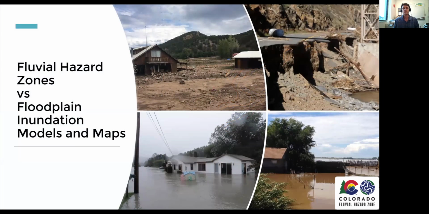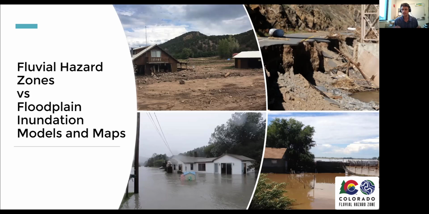So, a quick comparison between fluvial hazard zones and floodplain inundation maps and models. The fluvial hazard zone is not a model. It is an interpretation of data. It's LiDAR data, hydrology data, geologic data, among others, to identify these zones where we have fluvial geomorphic hazards. So fluvial refers to rivers, and geomorphic refers to the form, the morphology, of the landscape. So we're talking about where river movement could influence the form of the landscape.